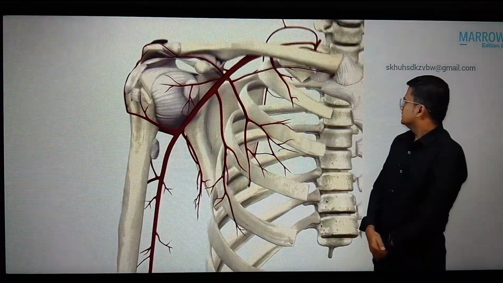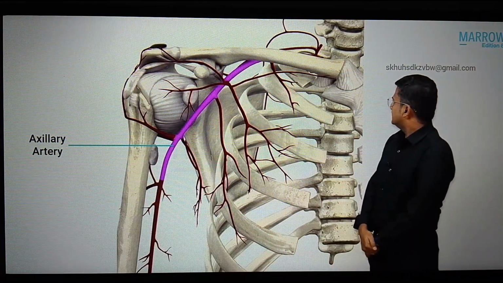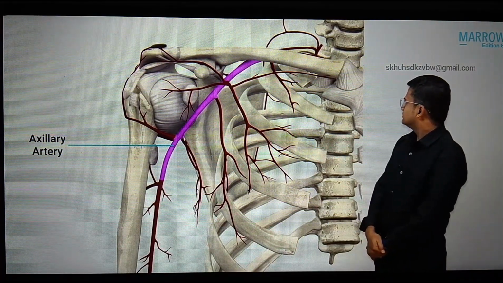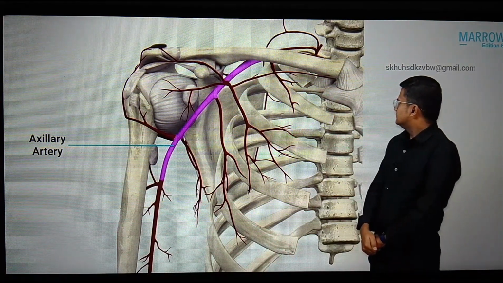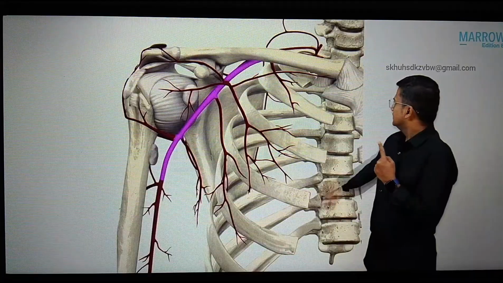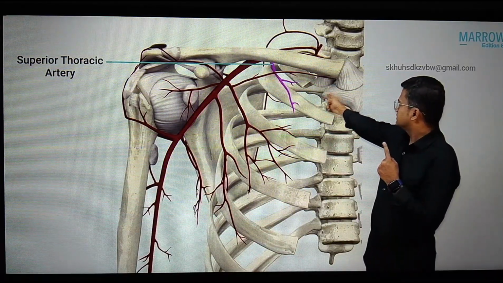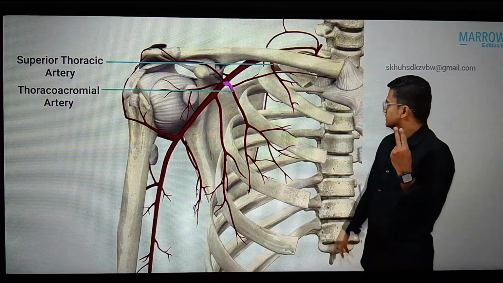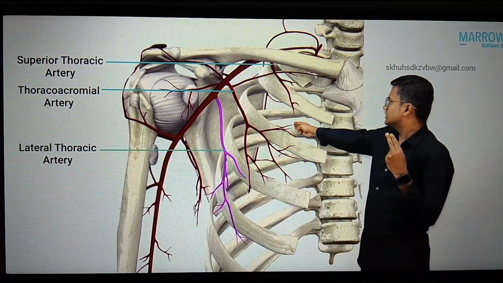Right. Now in this we are seeing the axillary artery. The axillary artery is the continuation of the third part of the subclavian artery. Now the axillary artery, we know, has three parts. The first part gives only one branch, that is our superior thoracic artery. Second part gives two branches. Now this is the thoracoacromial artery, and just below that, the lateral thoracic artery.